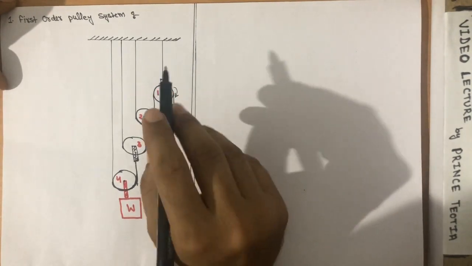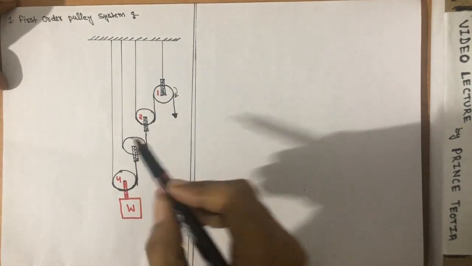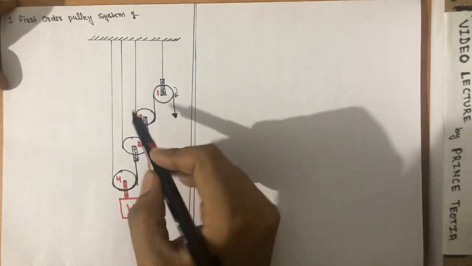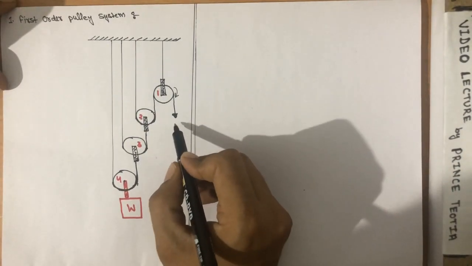So we can say this is the fixed pulley, meaning it cannot move in upward and downward direction. But these 3 pulleys can move in upward and downward direction depending on the effort applied.